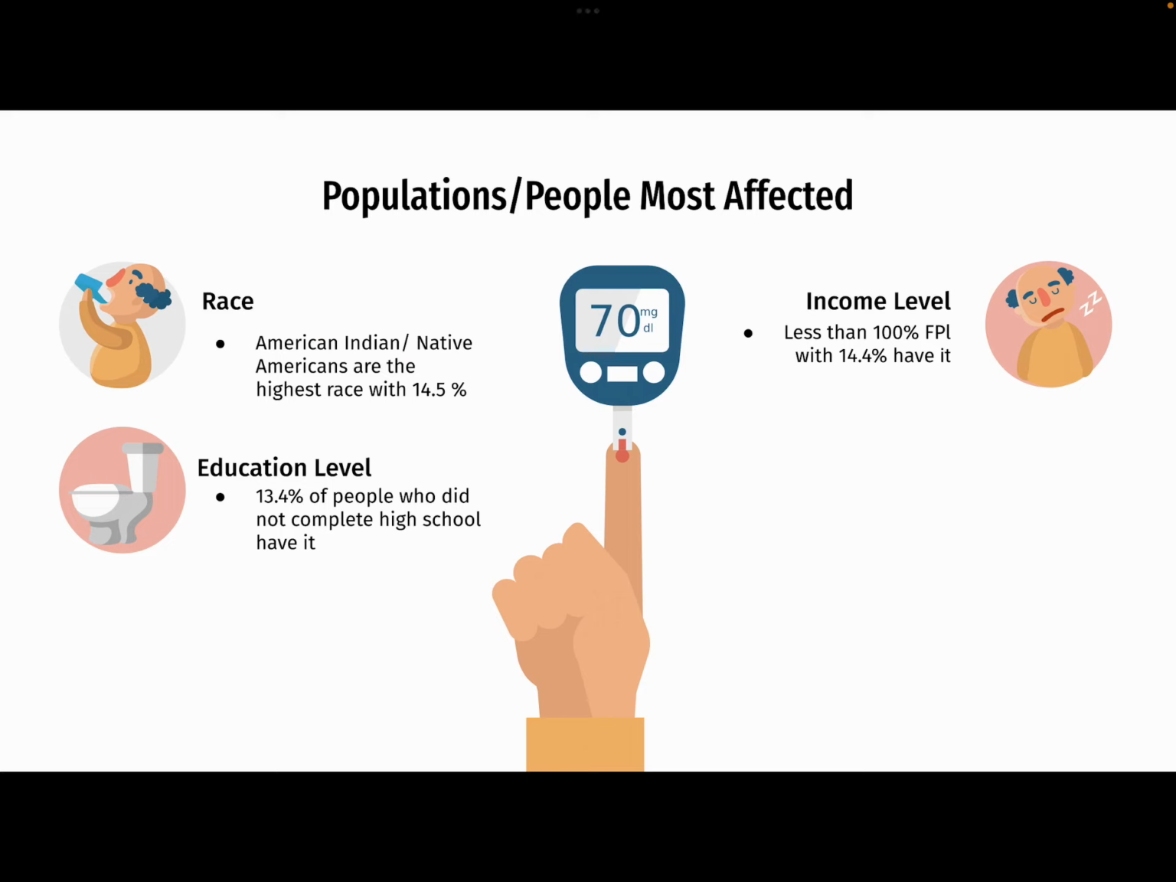People that are most affected. Racially, American Indians or Native Americans are the highest race, with 14.5% that are affected by it. For income level, less than 100% FPL, 14.4% have it. And education-wise, 13.4% of people who did not complete high school have diabetes.